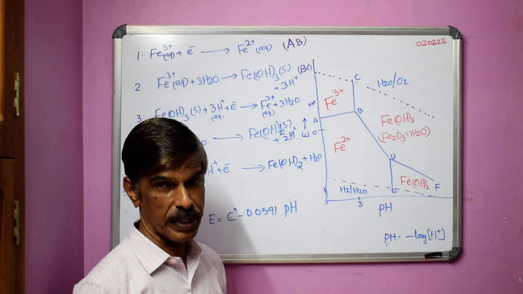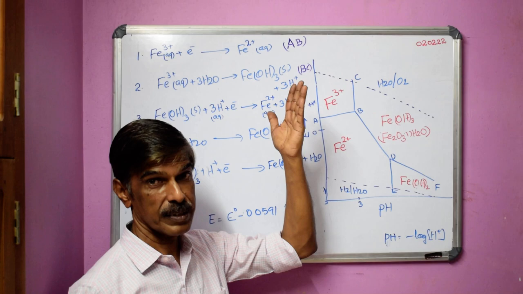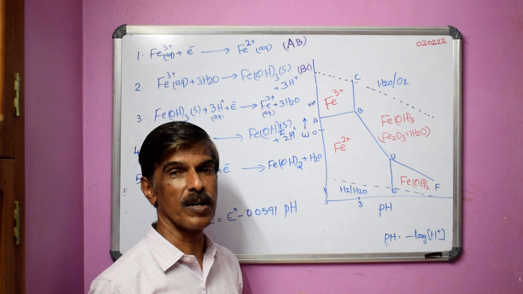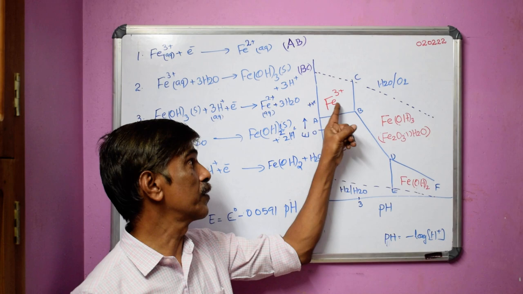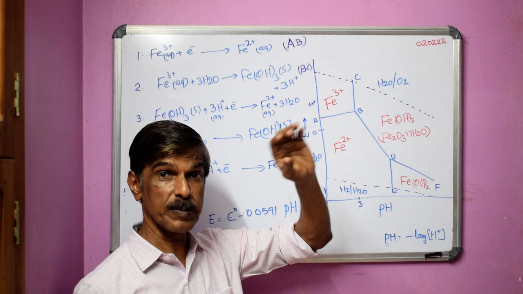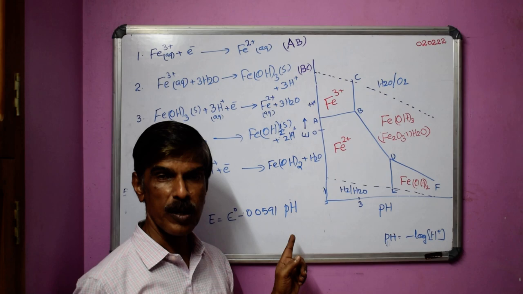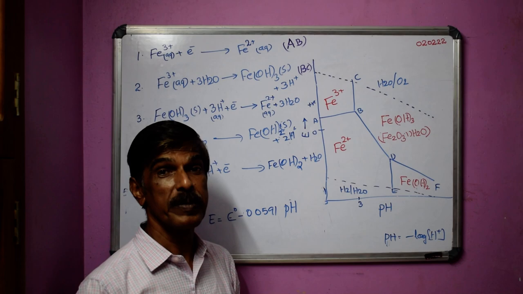If the condition is highly oxidizing, there is a possibility of Fe3+. What we are discussing is the Pourbaix diagram of iron in natural waters, that is, the existence of iron in ponds, rivers and other natural waters. In what form does iron exist? If the condition is oxidizing, that is, plenty of oxygen-rich water, iron exists as Fe3+, but with one condition: the pH should be below 3. In that aqueous medium, iron exists as Fe3+ ion.